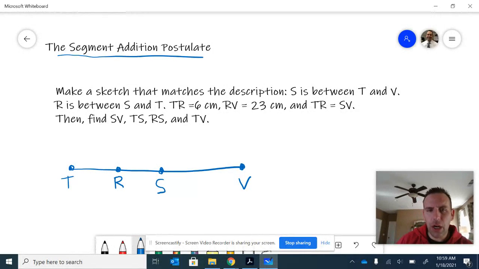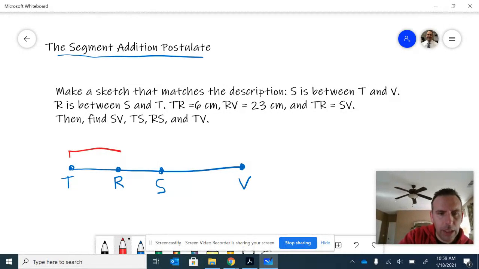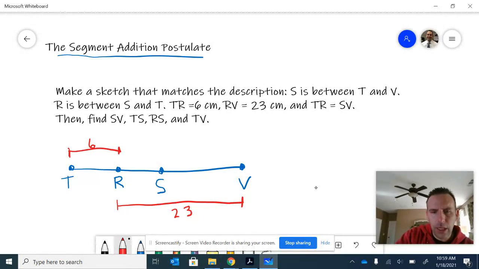Notice that it says TR, or segment TR, is equivalent to 6. So the distance from T to R here is 6. And RV equals 23. Okay, from R to V, that distance is 23. And lastly, TR equals SV.